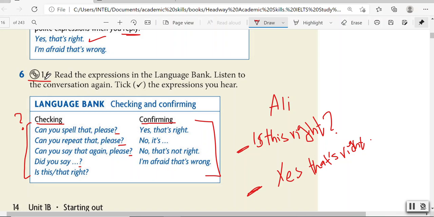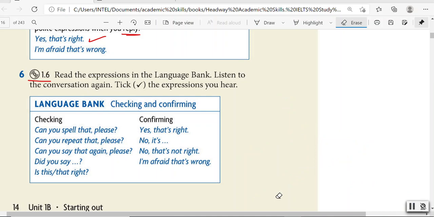Sorry, audio 1.6. Read the expressions in the language bank. Listen to the conversation again. Tick the expressions you hear. Okay, I'll play an audio for you and tell me, in that conversation, which expression they use for checking and which for confirming. I'll show you the text first, before playing the audio. Let's read it together.